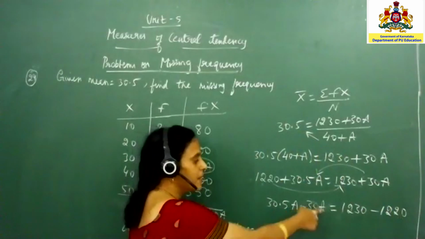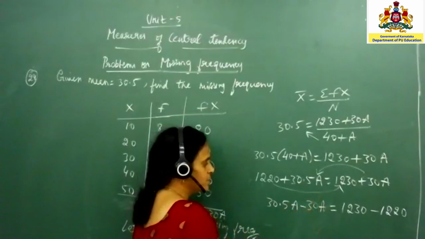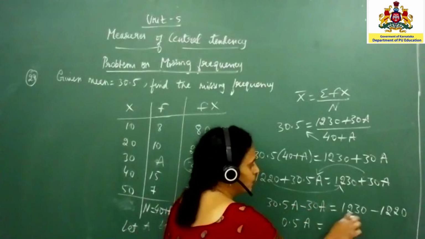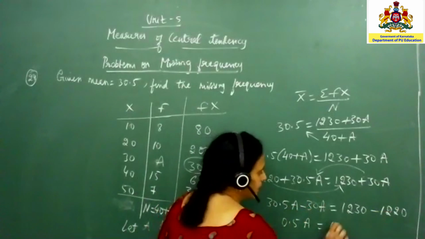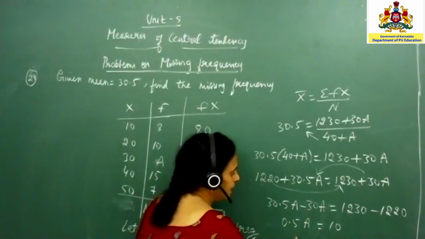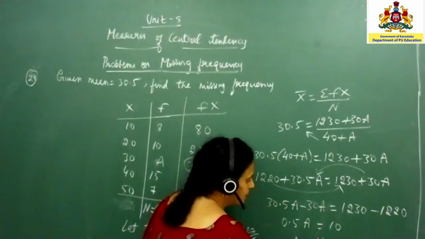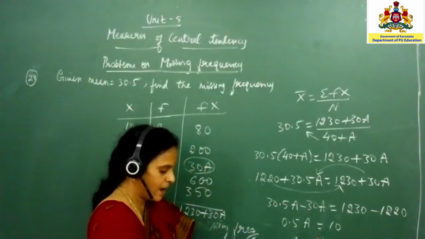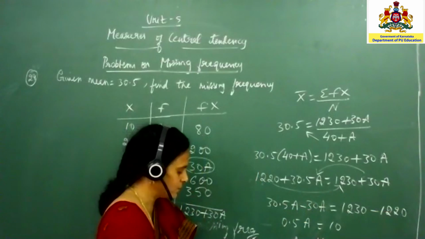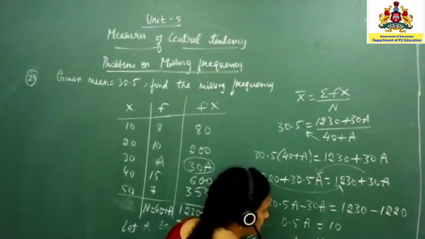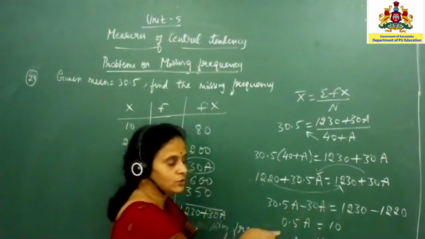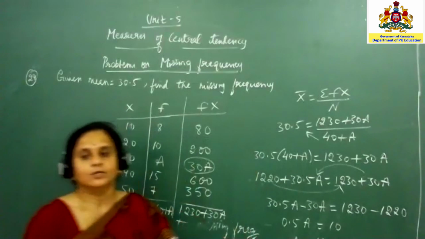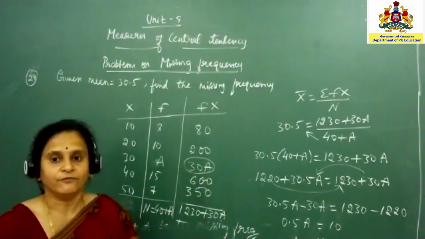Next 30.5A minus 30A, so both are in terms of A. So we are getting 0.5A. Here 1230 minus 1220, we are getting 10. Therefore, A equal to 10 divided by 0.5, cross multiply. 10 by 0.5, and once you simplify, you are getting 20. That is 10 by half, the 2 will go to the numerator, 10 2 times is 20. So, therefore, A equal to 20, which is the missing frequency.